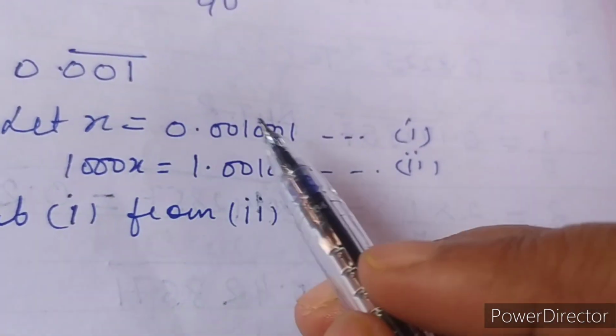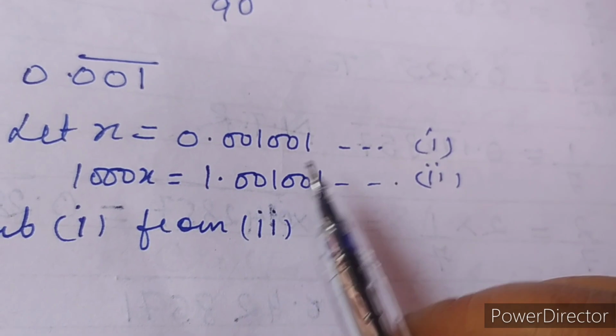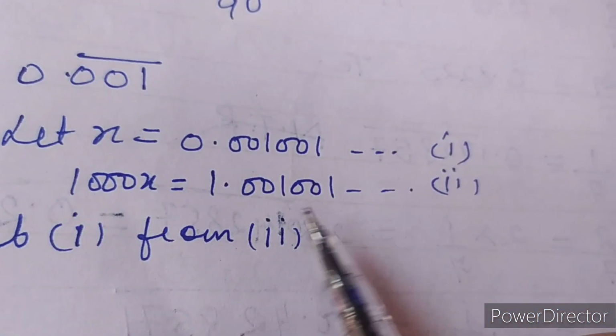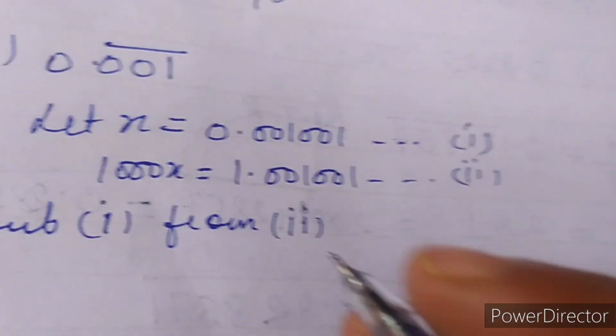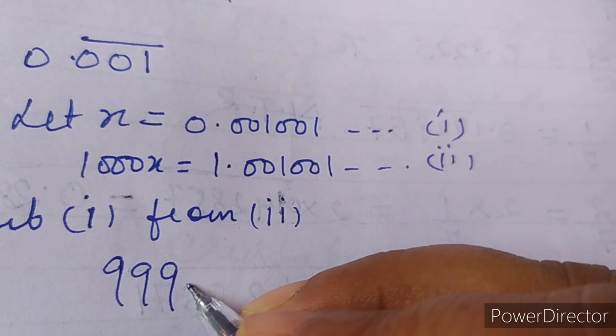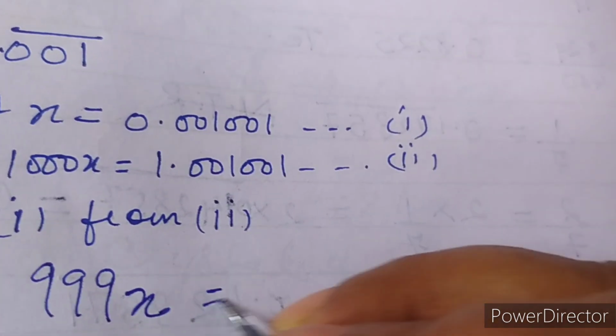Number third is given 0.001 repeating, so let x be equal to 0.001001... and so on. Multiply it by 1000 on both sides, and now subtract 1 from 2 again in a similar manner, and you will get 999x equal to 1.